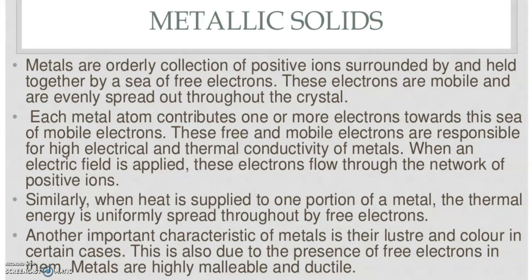If a metallic solid is supplied with heat or electricity, these free electrons have the ability to move. So if it is getting electricity or thermal energy, they will move freely. With this movement, it will pass electricity and heat. So there is a flow through the network of positive ions also. This is similar in the case of electricity and heat.